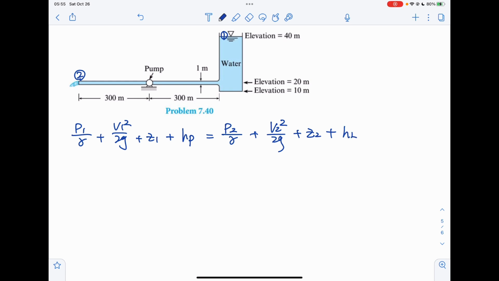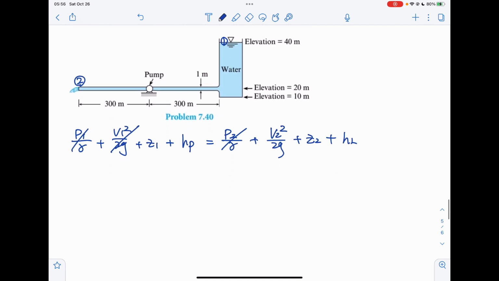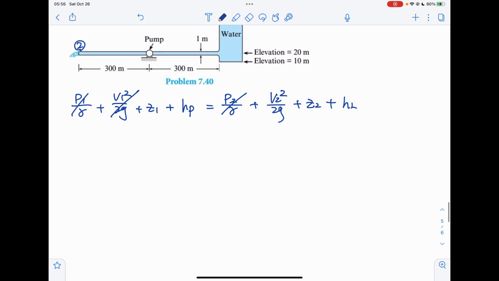P1 is equal to 0 because it's open to the air. V1 is also 0 because it's the water surface. Z1 is given, which is 40 meters. P2 is also equal to 0. V2 is the velocity in the pipe. Z2 is given, which is 20 meters. And the head loss is also given, which is 7 times the velocity head, which in our case is V2. Now we write down the numbers.